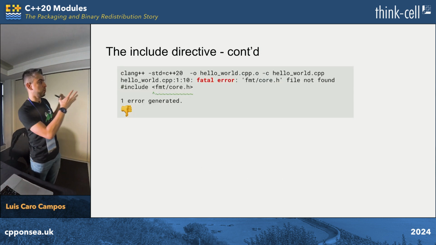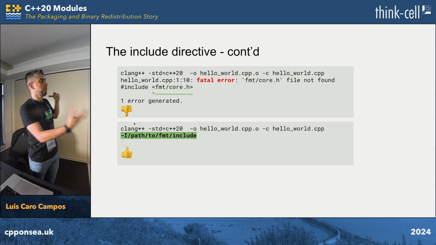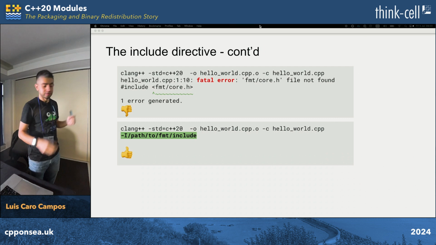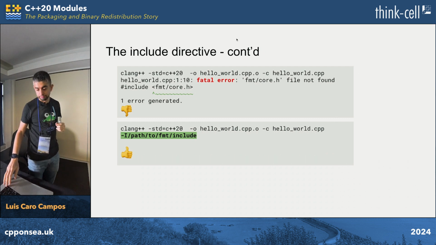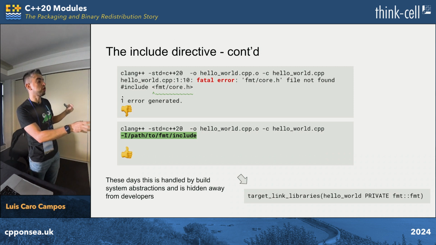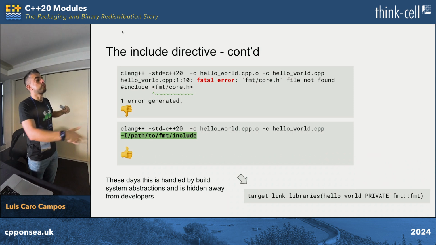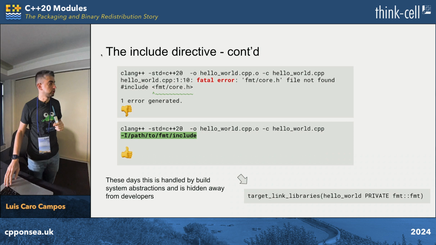So this is what happens when the compiler is unable to find the file, and this is what happens when the compiler is able to find a file, where it just doesn't show any errors at all. And this is what I was mentioning earlier. What you're typically likely to do, rather than pass that flag directly to the compiler, is just target libraries in CMake or something similar, where it's done for you under the hood.